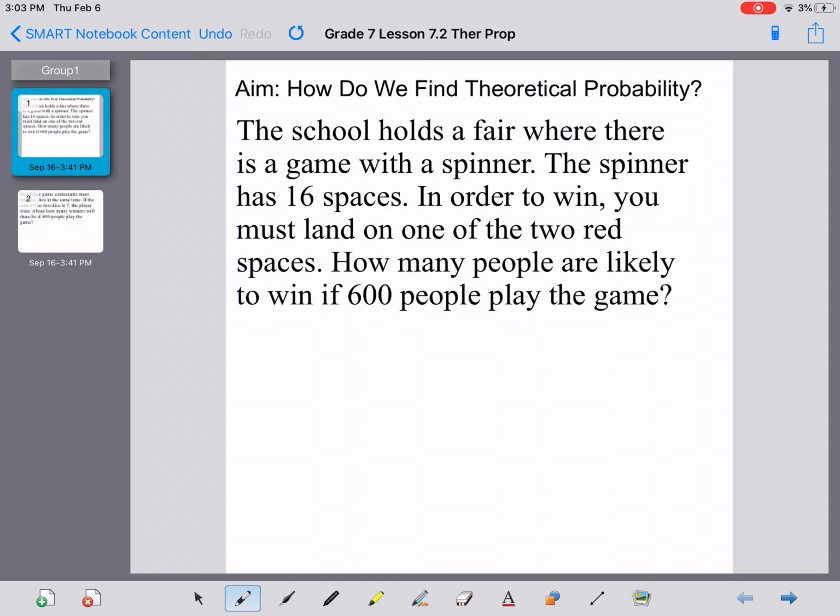So, we need to first find out the probability of winning the game. There are 16 spaces and 2 red spaces. So the probability to win the game is 2 out of 16. I can also reduce that to be 1 out of 8. So that's the probability that someone wins the game. Now we need to know how many people are likely to win if 600 people play the game.